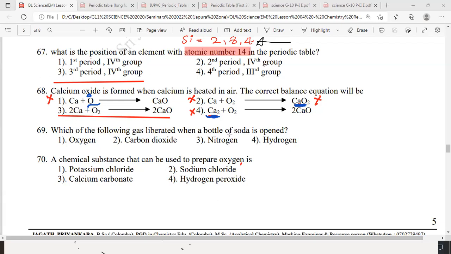Question number 69. When a bottle of soda is opened, what is the gas coming out? Very simple question. Even grade 6 students can give the answer for this. Any volunteers? Carbon dioxide. Very good. The answer is carbon dioxide gas. If you want to write the equation, when you pass CO2 gas into water, this is the reaction that occurs. CO2 plus H2O.